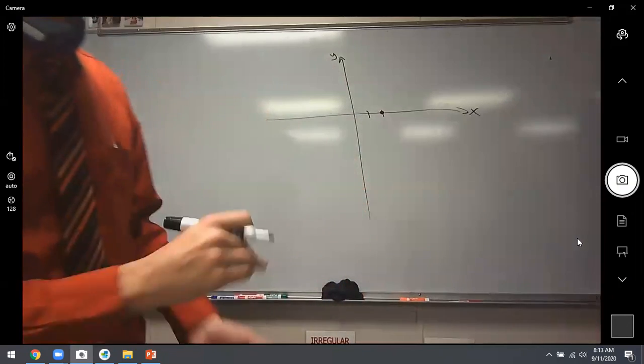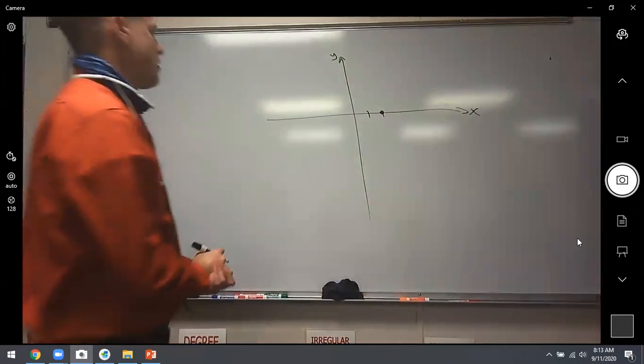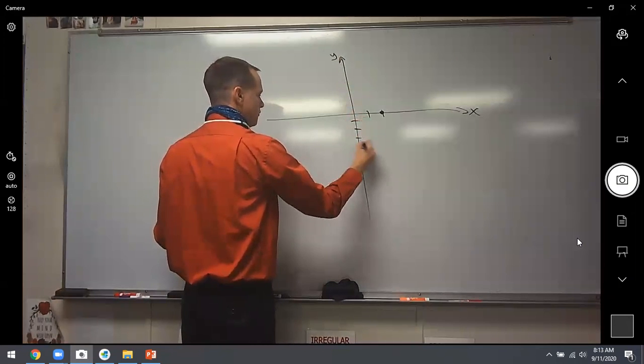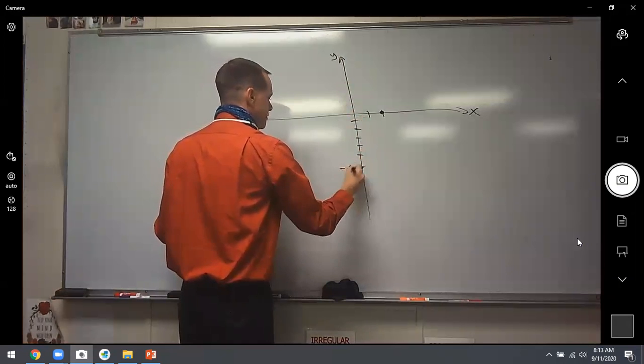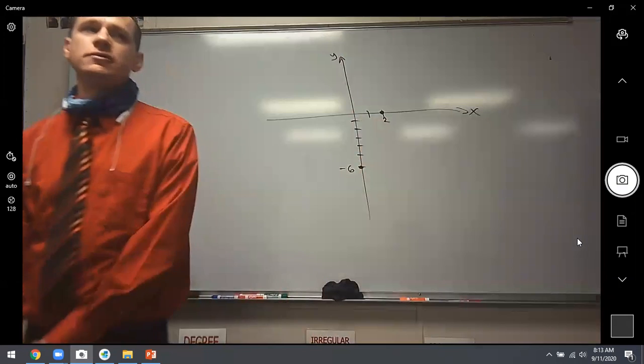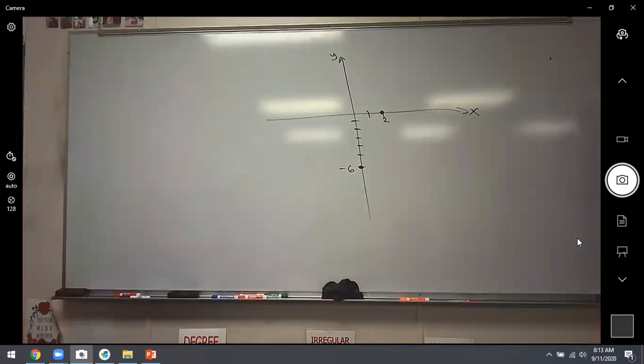Check. We got a y-intercept. So it crosses down here at (0, -6). 1, 2, 3, 4, 5, 6. Something like that. This is 2. All right, we got those checked off.